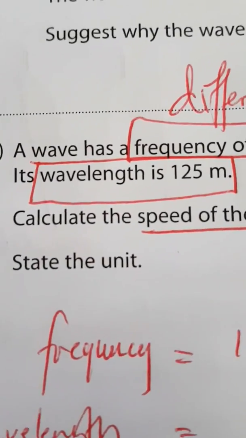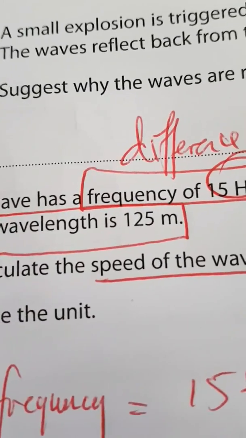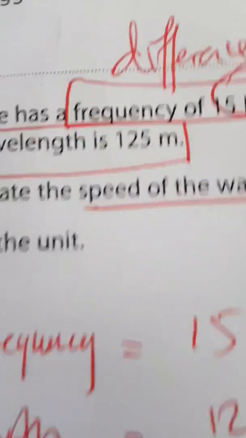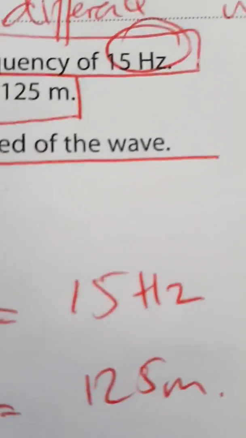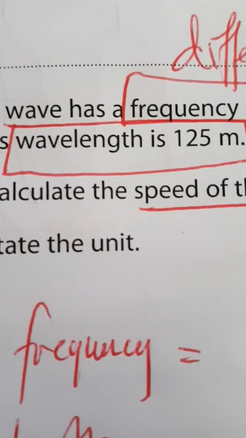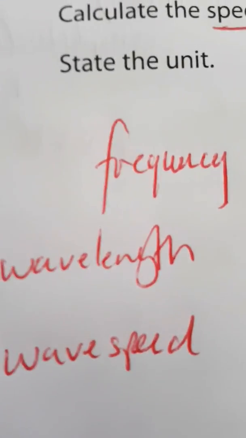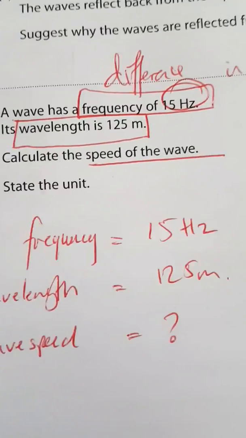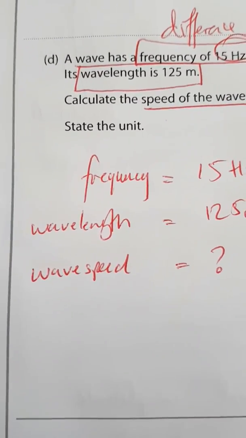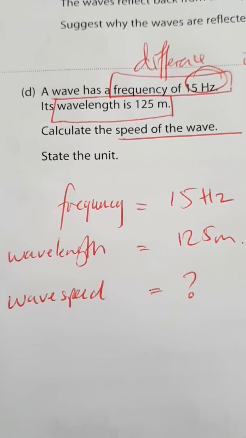The first thing to do is just to write down what information you've got. So you've got frequency, which is 15 hertz, so I'll write frequency 15 hertz. Then you've got wavelength, it's 125 meters, so I've written wavelength is 125 meters. And the question says calculate the speed of the wave, so I've written speed and a question mark because I don't know what it is.